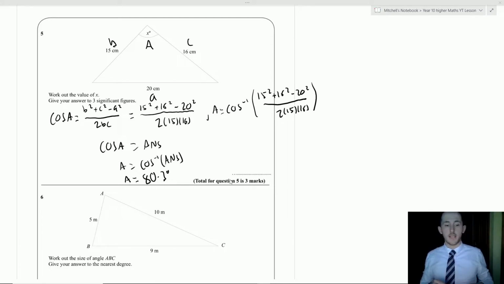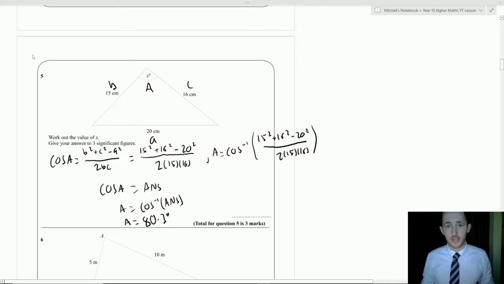Oh, good question. Yeah, so where it turns up. The way your paper is structured is that the last few questions will tend to be kind of unseen questions. Okay, so questions where they can throw something weird at you. So this can come up. This kind of question that I'm doing right now is going to be roughly the middle of the higher paper.